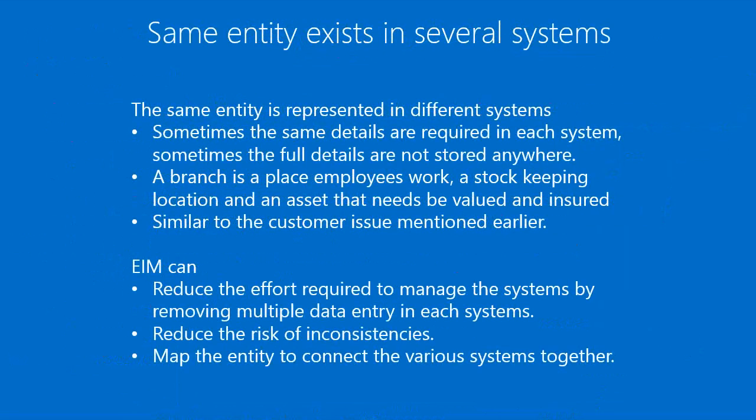The same entity existing in several systems. This is similar to the customer issue mentioned earlier, but sometimes the same details are required in numerous systems, and sometimes the full details are not stored anywhere. A branch, for example, is a place where employees work. It's also a stock keeping location. It's also an asset that needs to be valued and insured. EIM can help reduce the effort required to manage the systems by removing the multiple data entry in each system, reducing the risk of inconsistencies, and it can also be used to map the entity to connect the various systems together. So again, we're back to that complete, single view.